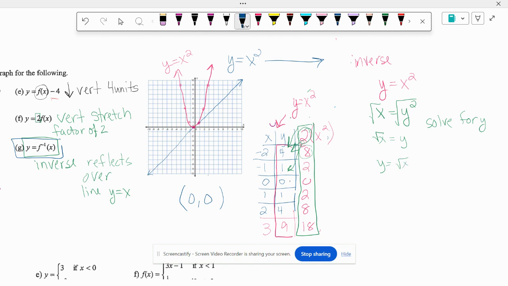Okay, so let's think about graphing that. I'm going to make a little table of values for you. If x is 0, the square root of 0 is 0. If x is 1, the square root of 1 is 1. If x is 4, the square root of 4 is 2. If x is 9, the square root of 9 is 3. Notice that I'm only picking perfect squares. So when x is 4, y is 2. When x is 9, y is 3.